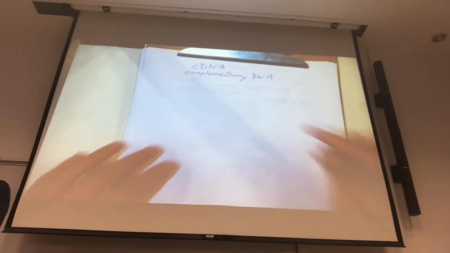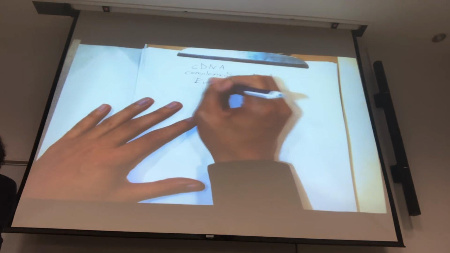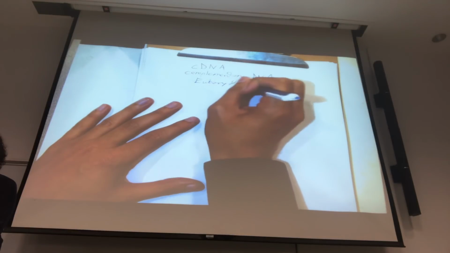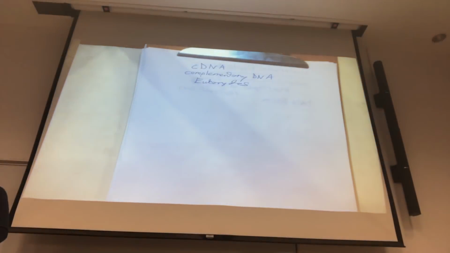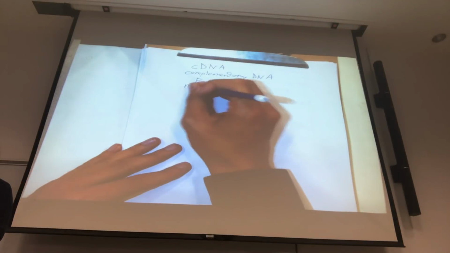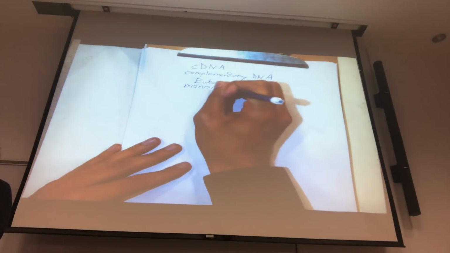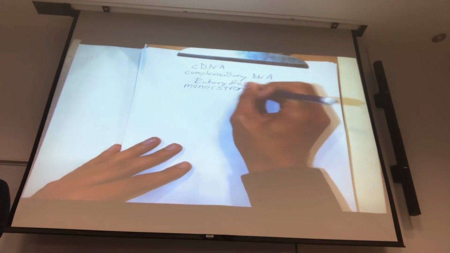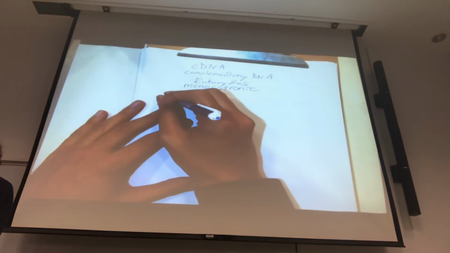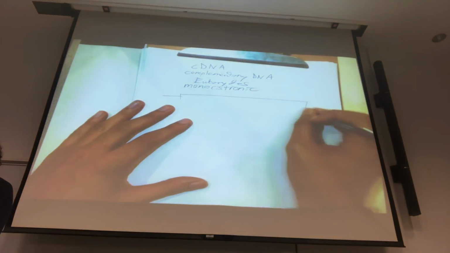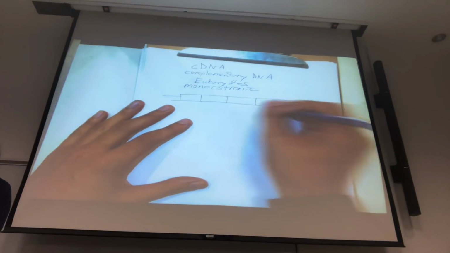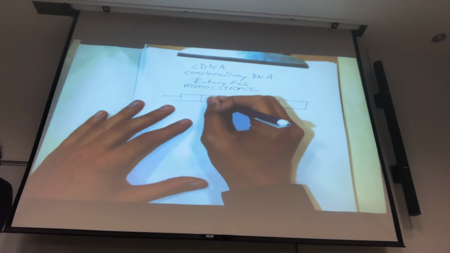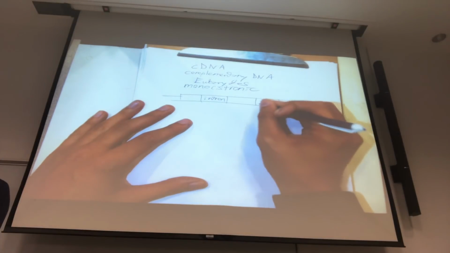Here's what it means. In eukaryotes, remember eukaryotic genes, eukaryotic mRNA is monocistronic, right? So one of the features of monocistronic genes is that if we have a gene here, there are introns and exons.